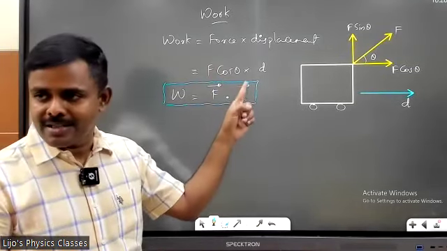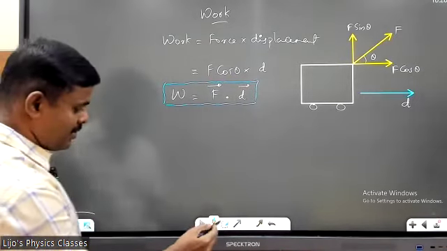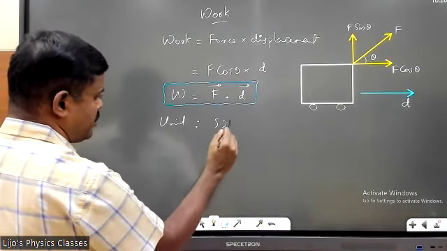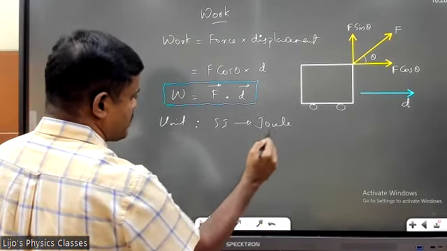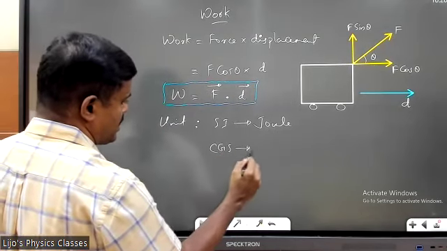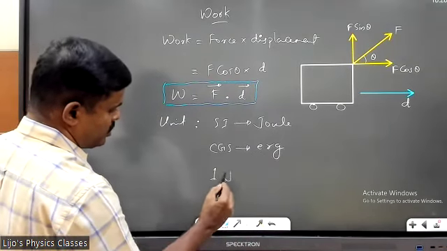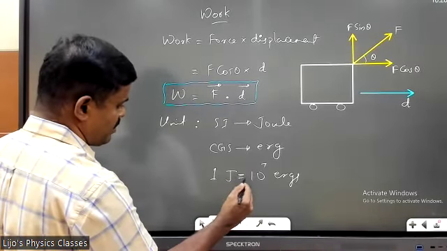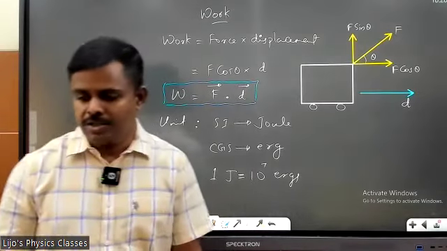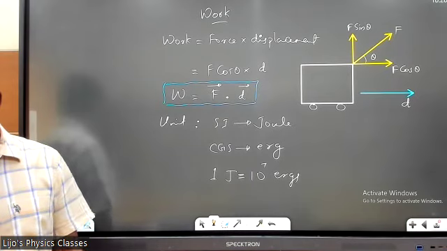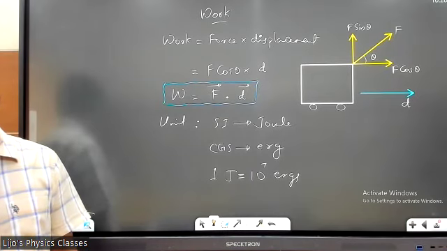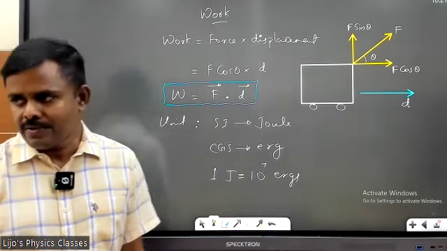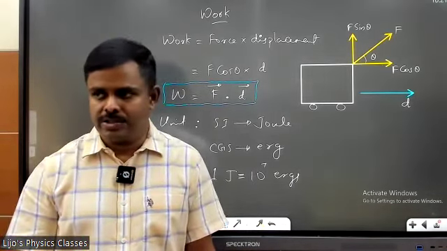A dot B is AB cos theta. I took it as dot product, right? So you can write this, and below which you can write unit. The SI unit is joule. Work is measured in joule. And the CGS unit is erg. 1 joule would be equal to 10^7 ergs. Now, 1 erg is 10^-7 joules. Inverse. 1 joule is 10^7 ergs. After 1, you have to put 7 zeros to the right.